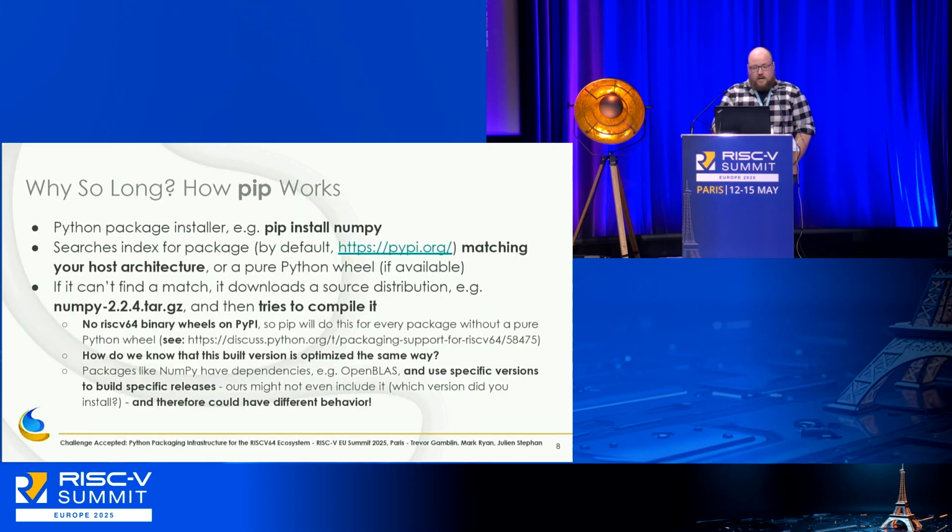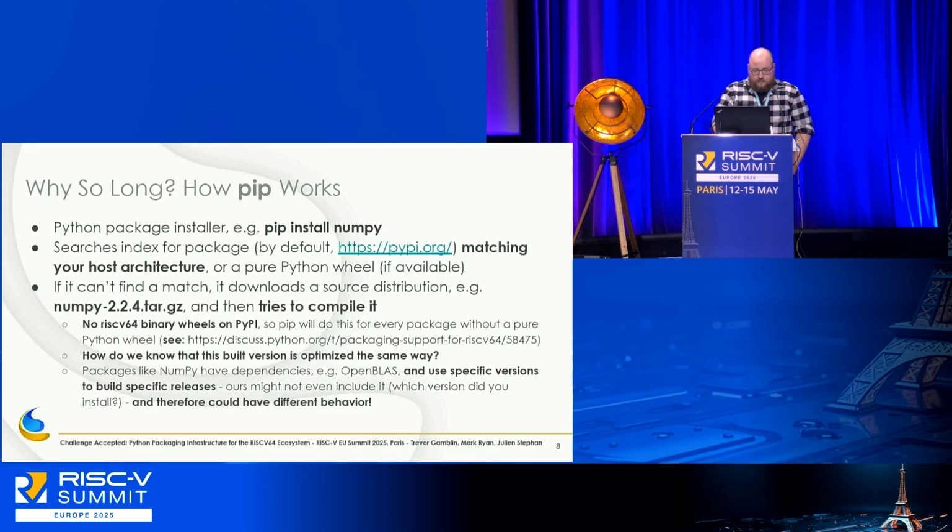So to understand why this is happening, we have to look at how pip works. So it's a Python package installer. It searches an index for a package, in this case, by default, pypi.org, matching your host architecture, which is an important point, or if available, it'll pull a Python wheel, or a pure Python wheel. If it can't find a match, it'll go and download a source distribution and try to compile it itself, which is what you saw a couple slides back with NumPy. The kicker is that there are no RISC-V64 binary wheels available on PyPI right now, so pip is going to do this for every package without a pure Python wheel that you try to install on a RISC-V64 platform right now, and there's a link to a discussion explaining why that's not possible yet.